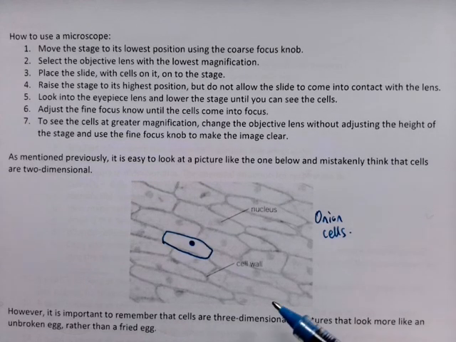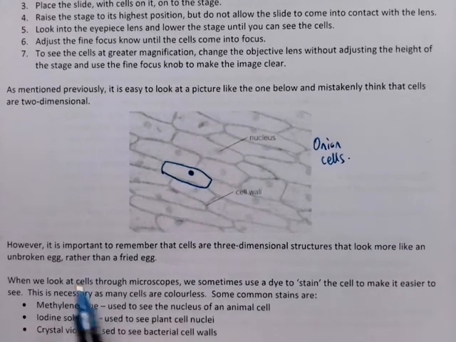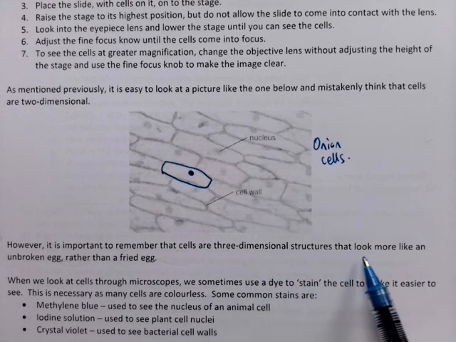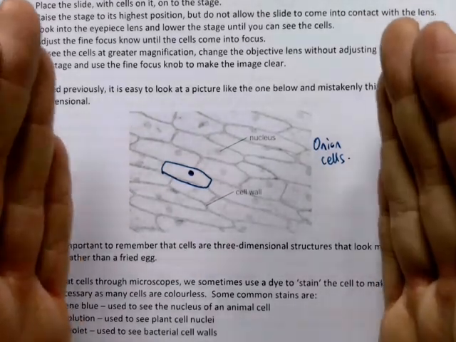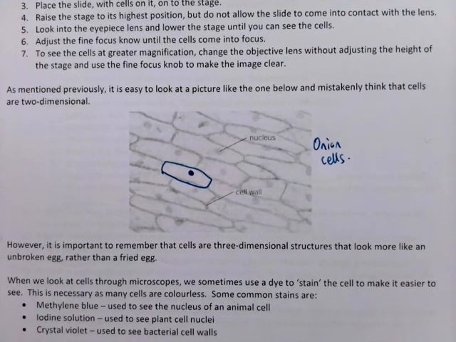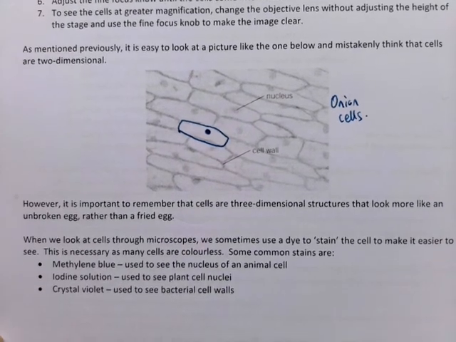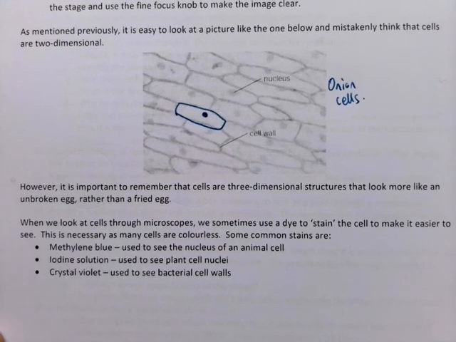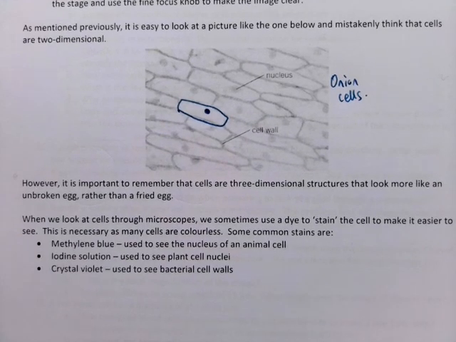And you can see they're all different shapes. In fact, it is important to remember that cells are three-dimensional structures that look more like an unbroken egg rather than a fried egg. Imagine if you had a big batch of unbroken eggs, and you looked at them from the top. If you didn't understand that they were three-dimensional, they'd all look flat. But they're not. They've got depth. Now, cells are generally colorless. You can't really see anything.